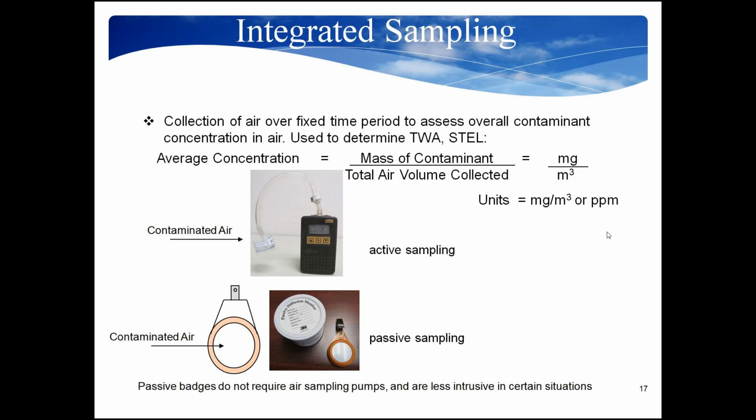So again, active sampling with pumps and media, and passive sampling with something like this device down here, which is a passive sampler, and the sorbent media is within this device itself, and it regulates the flow rate through the membrane. Passive sampling is kind of nice because it doesn't require pumps, which run on battery and can break down and run out of juice. They're also less intrusive in certain situations.